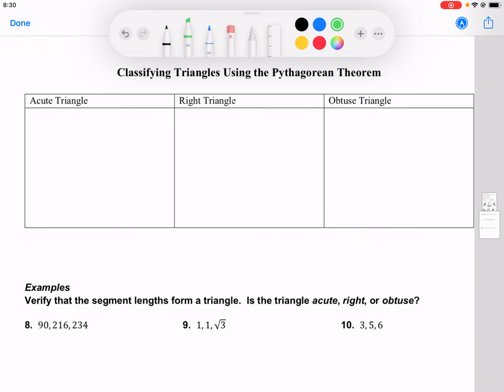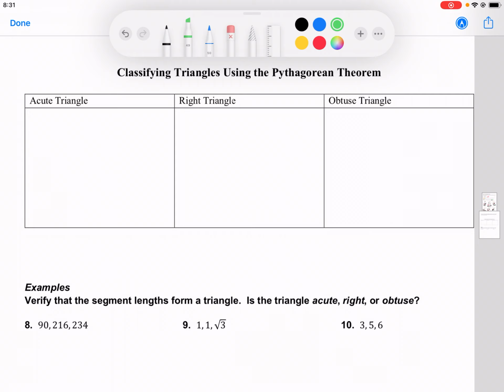We're going to go ahead and talk about how to classify triangles using the Pythagorean theorem. So, an acute triangle means all the angles in the triangle are smaller than 90 degrees. A right triangle means that there's one angle that's 90 degrees. And an obtuse triangle means that one angle is bigger than 90 degrees.